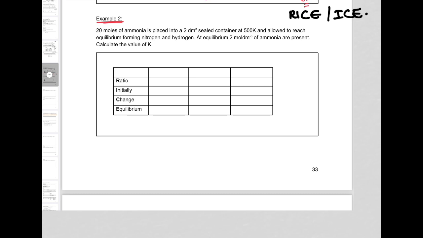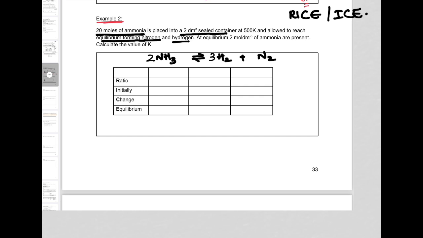So here we have 20 moles of ammonia placed in a 2 dm cubed container. Temperature is given. It's allowed to undergo equilibrium to form nitrogen and hydrogen. So I have NH3 that's going to undergo equilibrium to form nitrogen and hydrogen. We'll start by balancing the equation. So I put a 2 here, I put a 3 here.